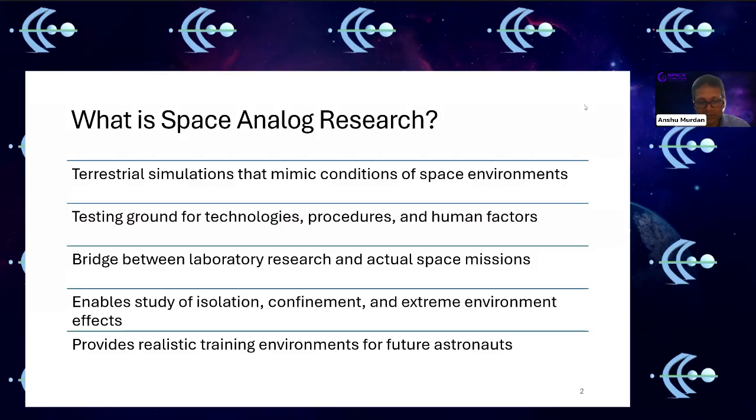So what is it exactly? We try to replicate space-like conditions like we have in deserts and in volcanic sites, and these are useful for testing systems in realistic and also mission-relevant terrain. It is a testing ground for technologies, procedures, and human factors. Technologies may be rovers, or the engineering behind the rovers, the habitats, even life support systems. We have to ensure that these technologies are reliable under extreme conditions before space deployment. Human factors are very important.